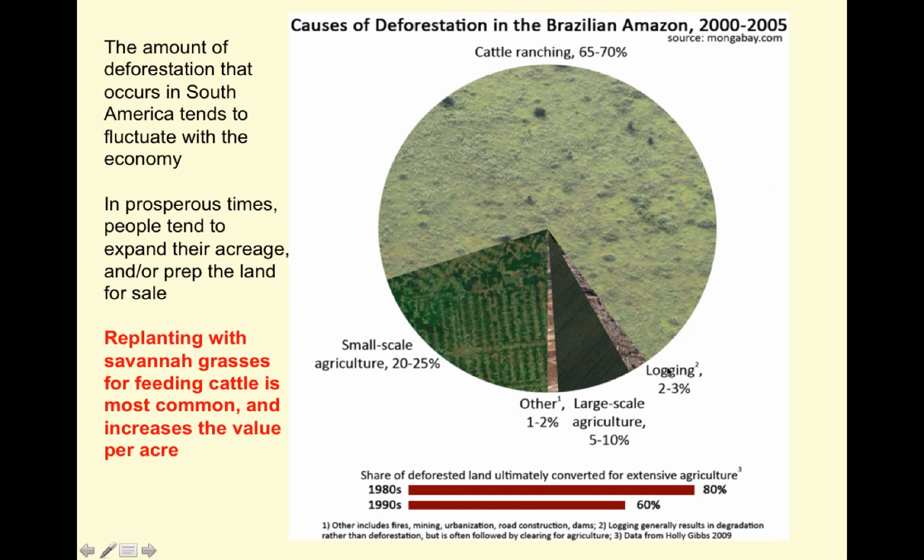Now, logging is about 2 to 3%. That might have changed since then a little bit. Large-scale agriculture, as much as 10%. Small-scale agriculture, this would be small farms kind of digging in a root, making one crop for that area instead of large-scale farming. So those are the kind of distribution of what's happening with the deforestation rates down there and the pressures that are causing deforestation to occur.